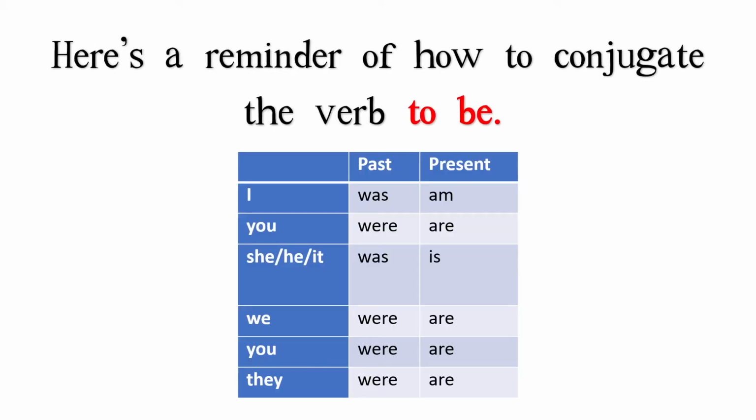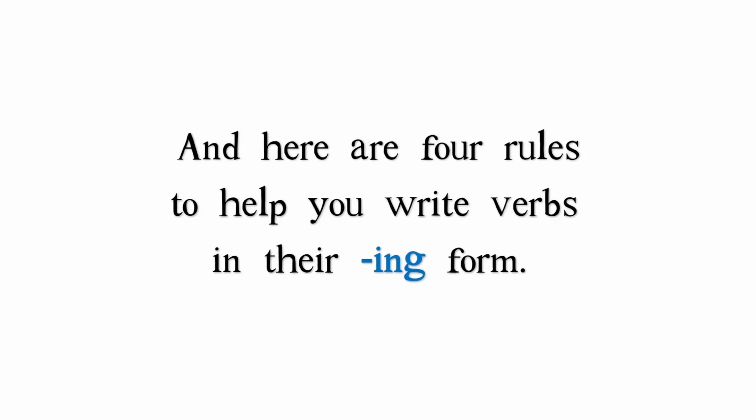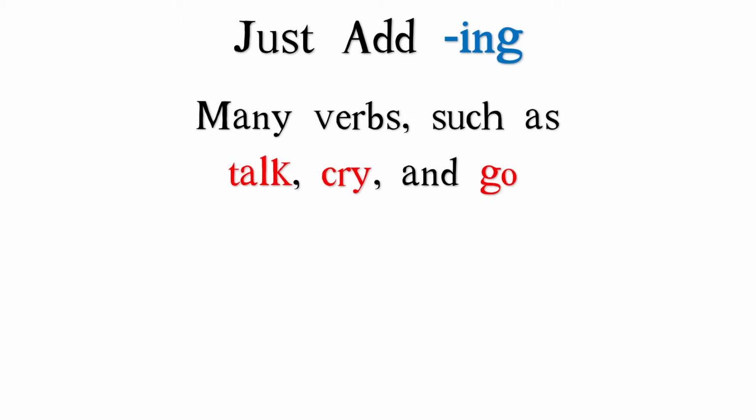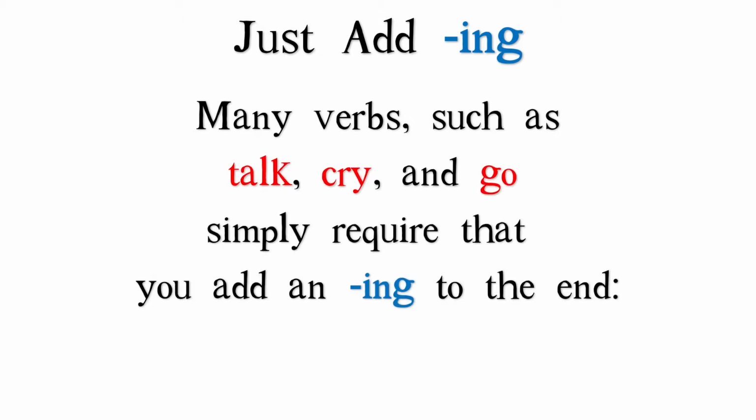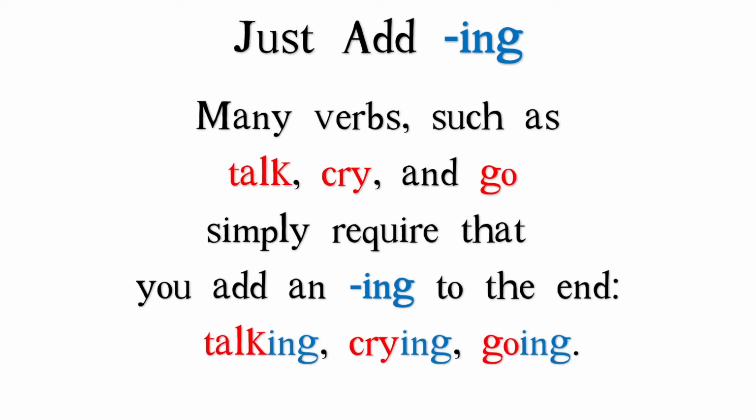Here's a reminder of how to conjugate the verb to be in the past and present tenses. And here are 4 rules to help you write verbs in their ing form. First, just add ing. Many verbs, such as talk, cry, and go, simply require that you add an ing to the end. Talking, crying, going.